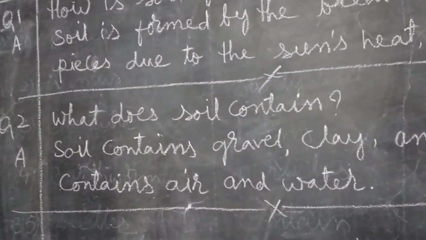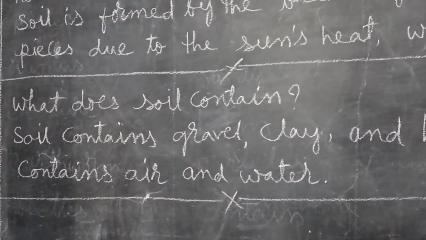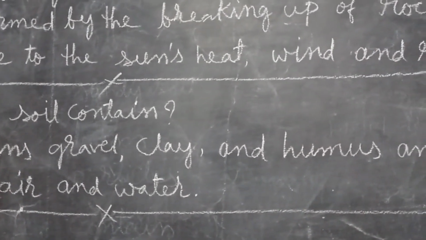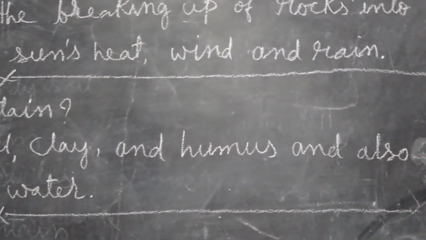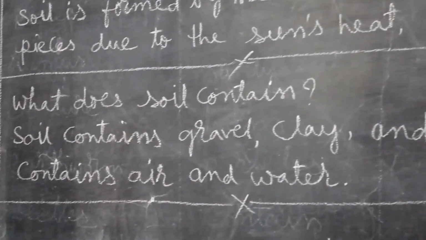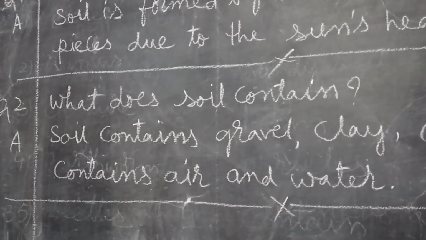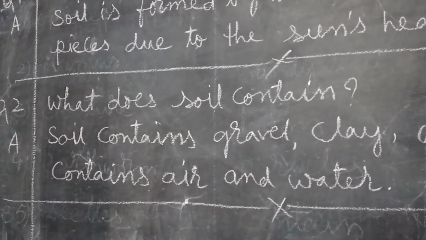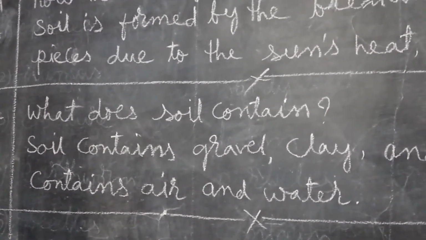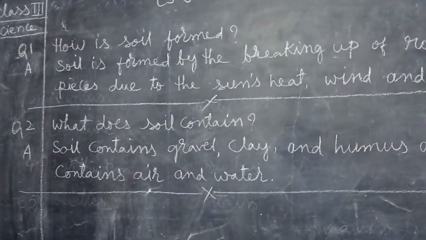Second question, what does soil contain? Soil contains gravel, clay and humus, and also contains air and water. These are the two question answers. Please copy these two question answers.